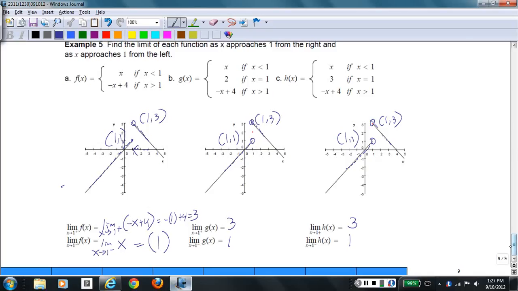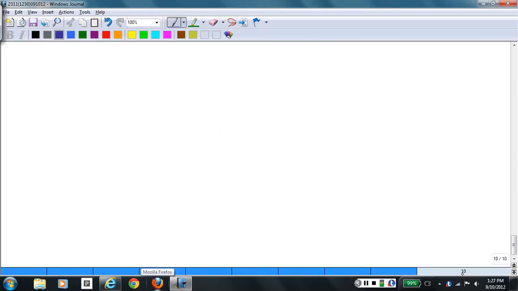And of course in all three of those cases, even though it did not ask, the two-sided limit fails to exist.